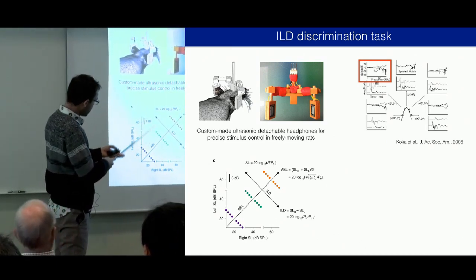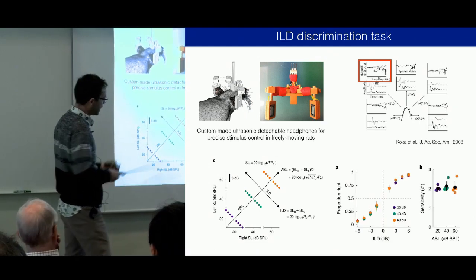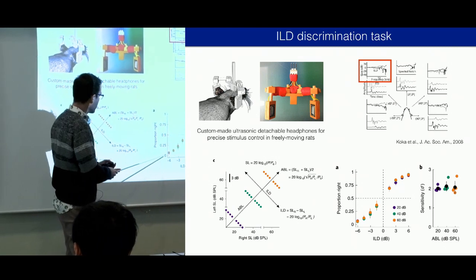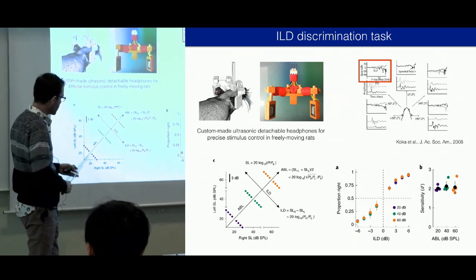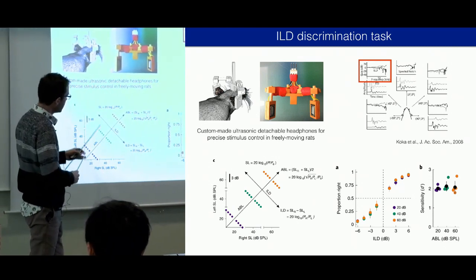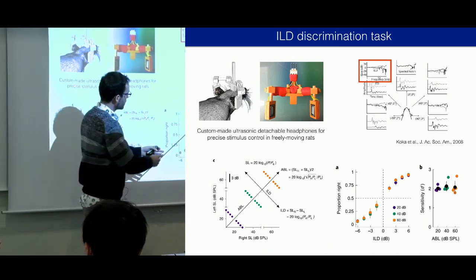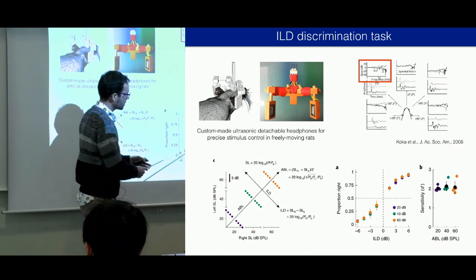So we study basically how they do this, and there's some nice phenomenology that basically the accuracy with which they distinguish ILD doesn't depend on overall intensity. So you see here the psychometric curves for quiet sounds or loud sounds are the same. Okay.